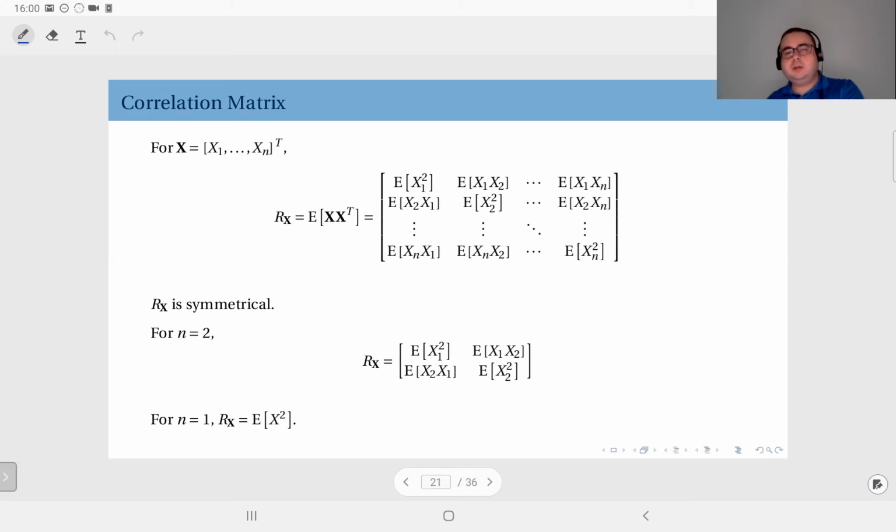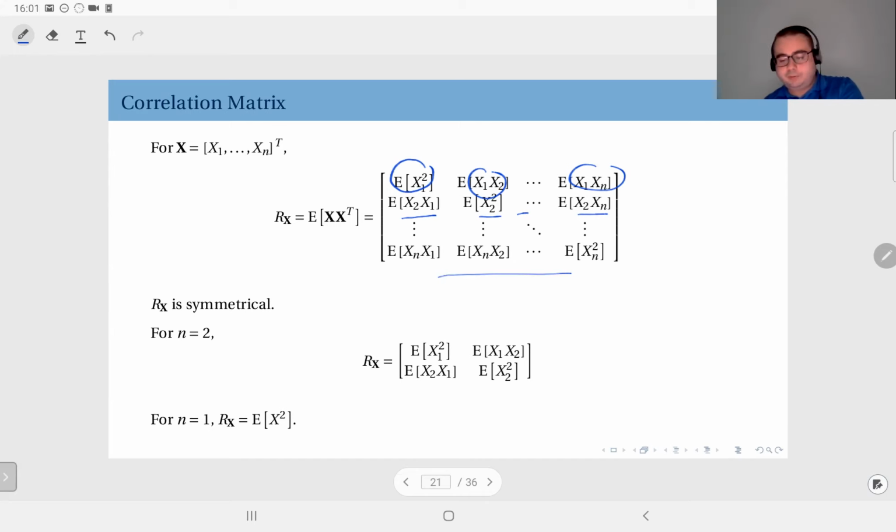So here, to represent the correlation between each possible pair in a random vector, we define this matrix, which includes all correlations of all pairs. So x1 by itself here is the second moment of x1, then x1, x2, x1, x3, and so on up to x1, xn. And here I would have x2, x1, x2 second moment, x2, x3, and so on up to x2, xn, and so on. You get the idea.